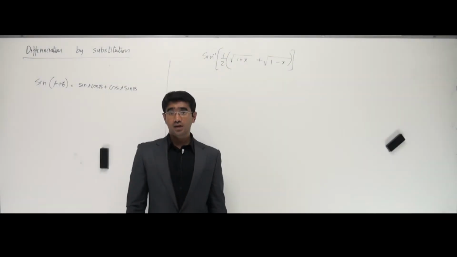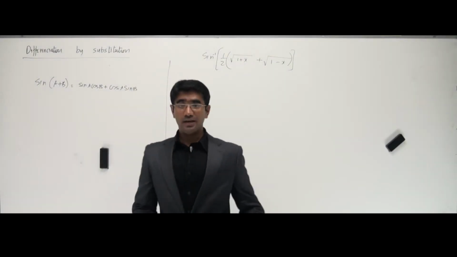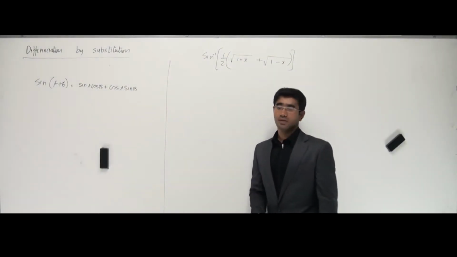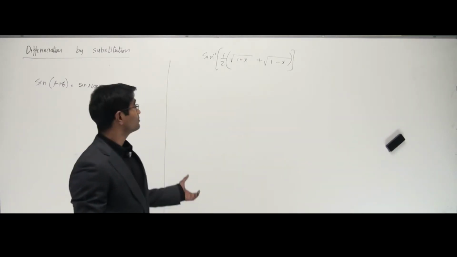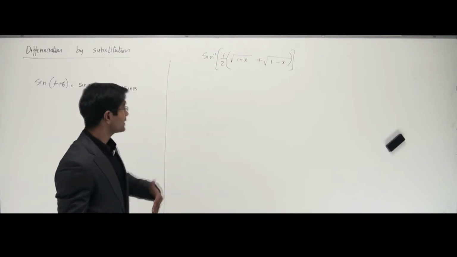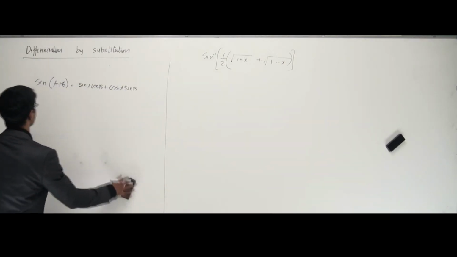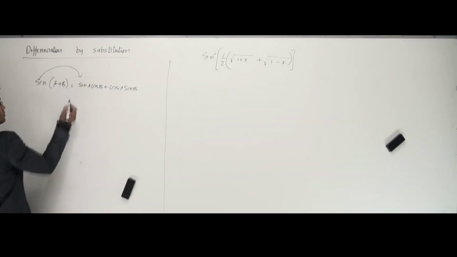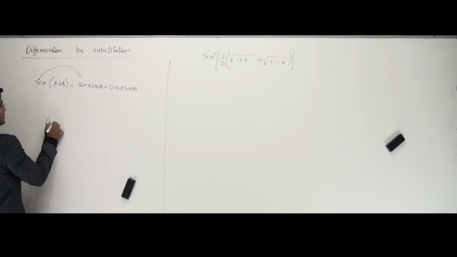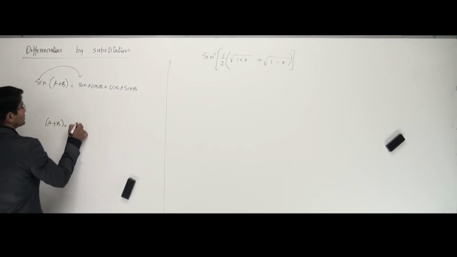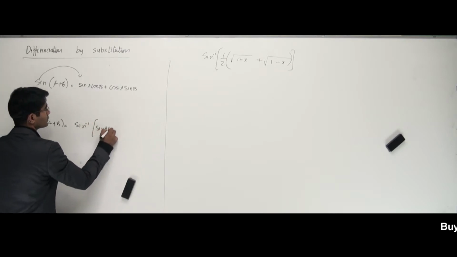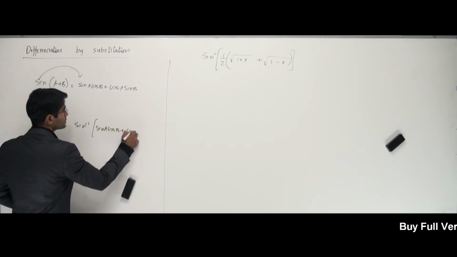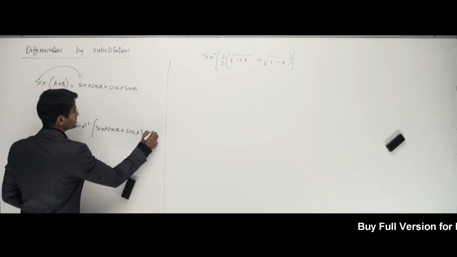Alright guys, now let's see how to work with problems which can be derived from this formula, that is sine of a plus b, which is sine a cos b plus cos a sine b. We do not understand this when we see the problem only, right? So let's say if I have to put this on the other side, it goes like: a plus b is equal to sine inverse of sine a cos b plus cos a sine b.